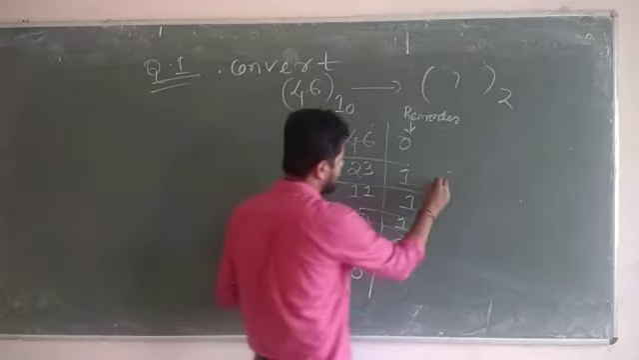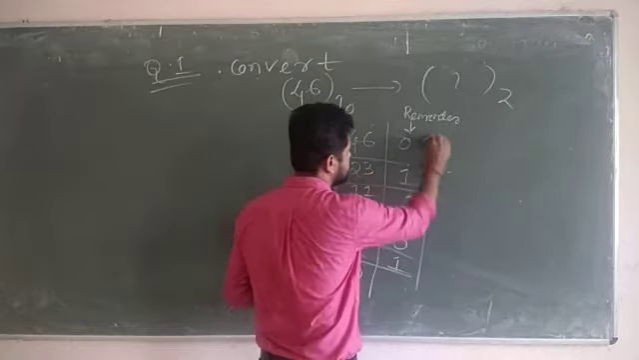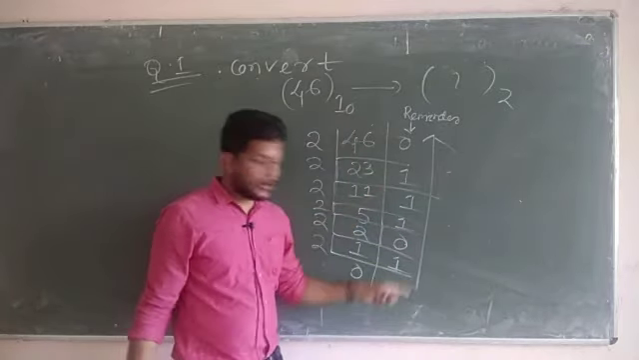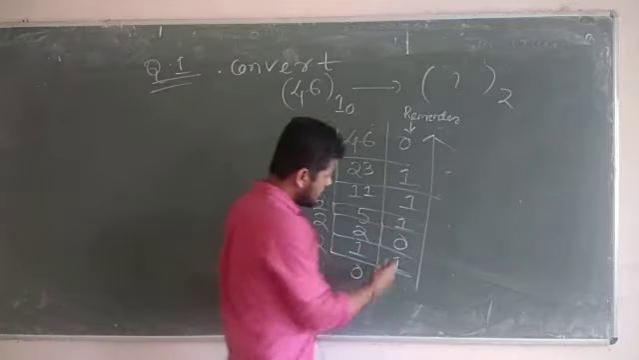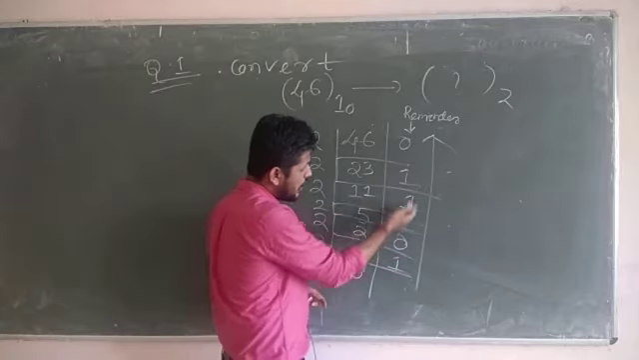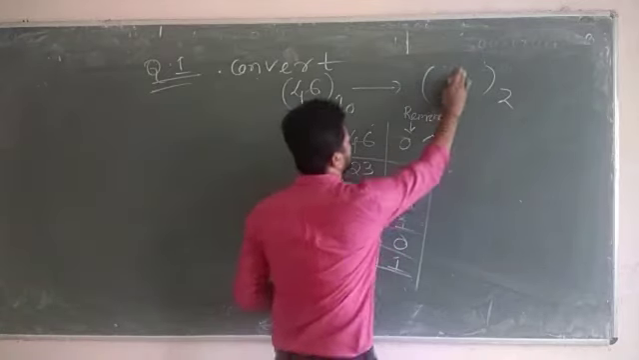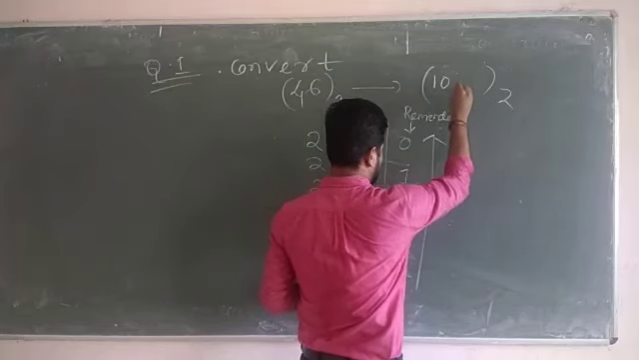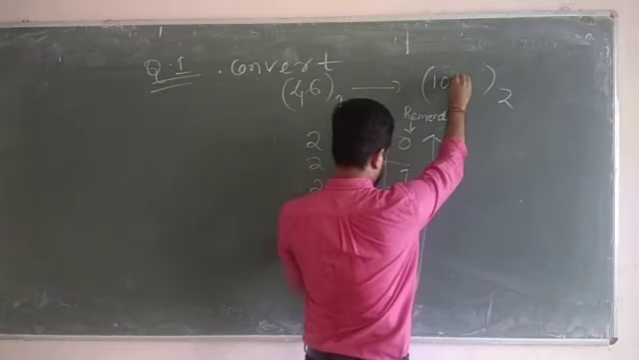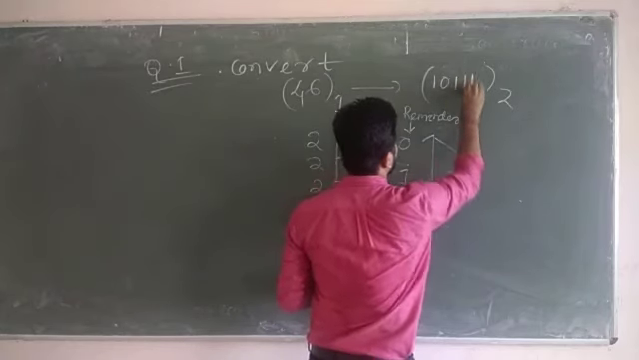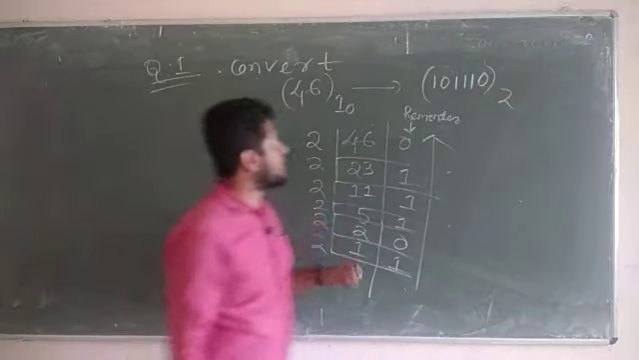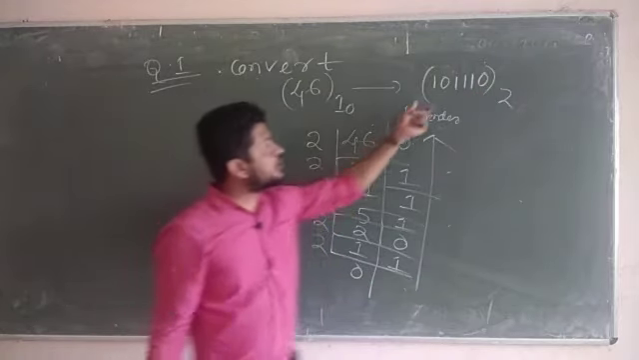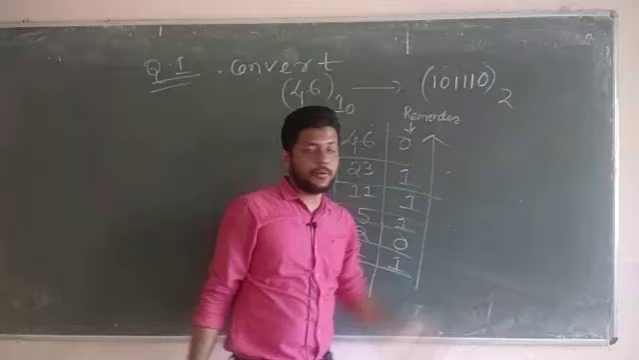Then how to write? Write from bottom to top. So 1, 0, 1, 1, 1, 0. So what will be the answer? If you want to convert this 46 into binary, the answer will be 101110.